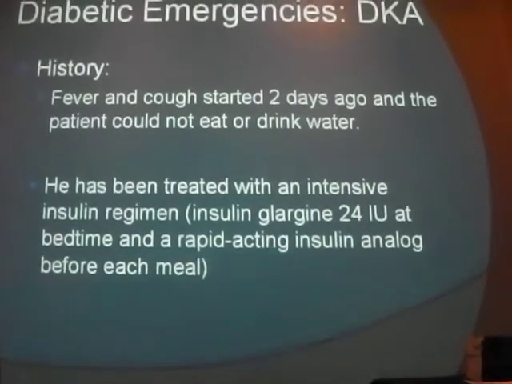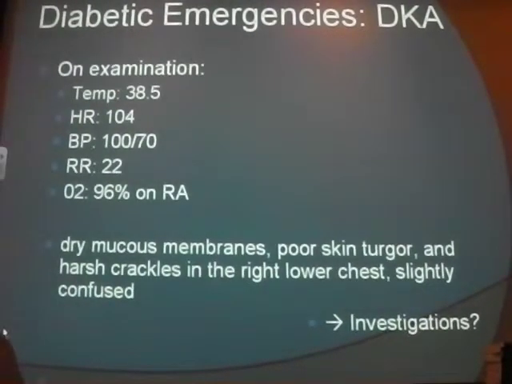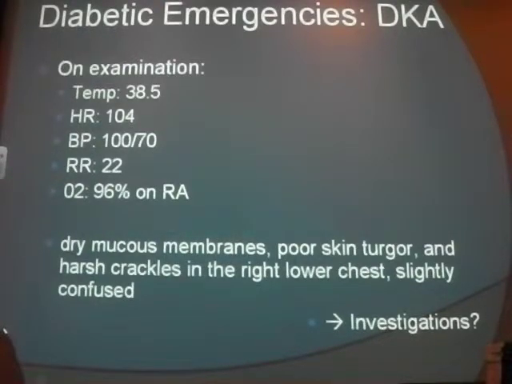Important for however many years. On examination, he's pyrexial, he's tachycardic. His BP's okay, we don't know what he normally runs at, might be a bit low. His resps are up. His sats are not right at the top, not too bad on room air. He's got dry mucous membranes, his skin tone is poor. He's got crackles in the right lower chest, and he's slightly confused.